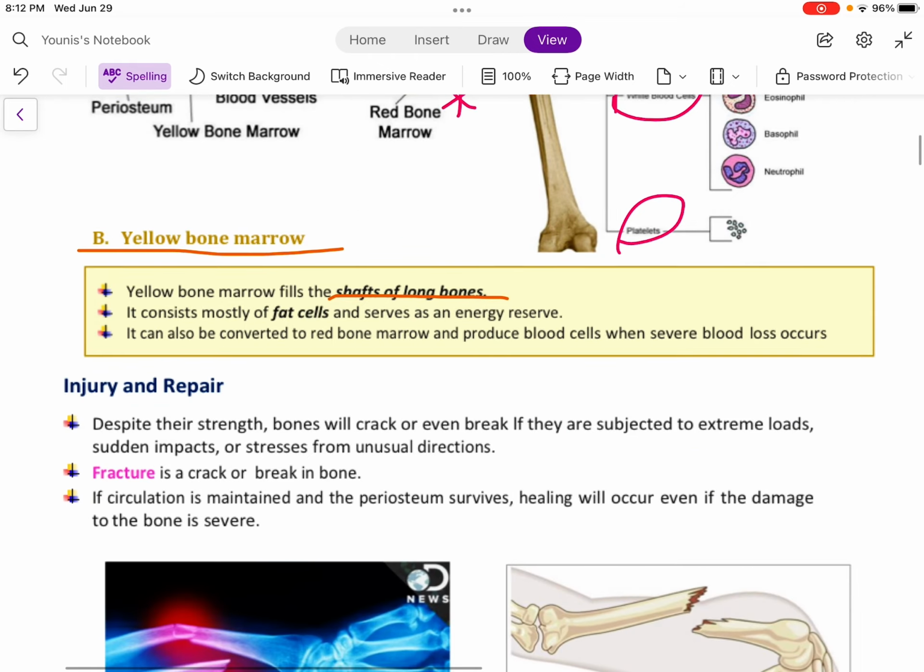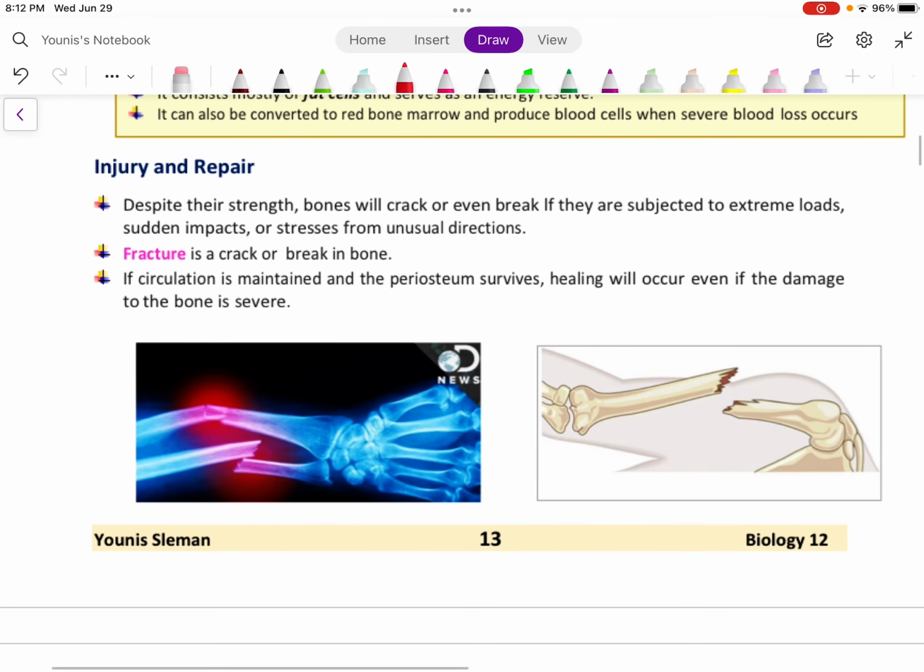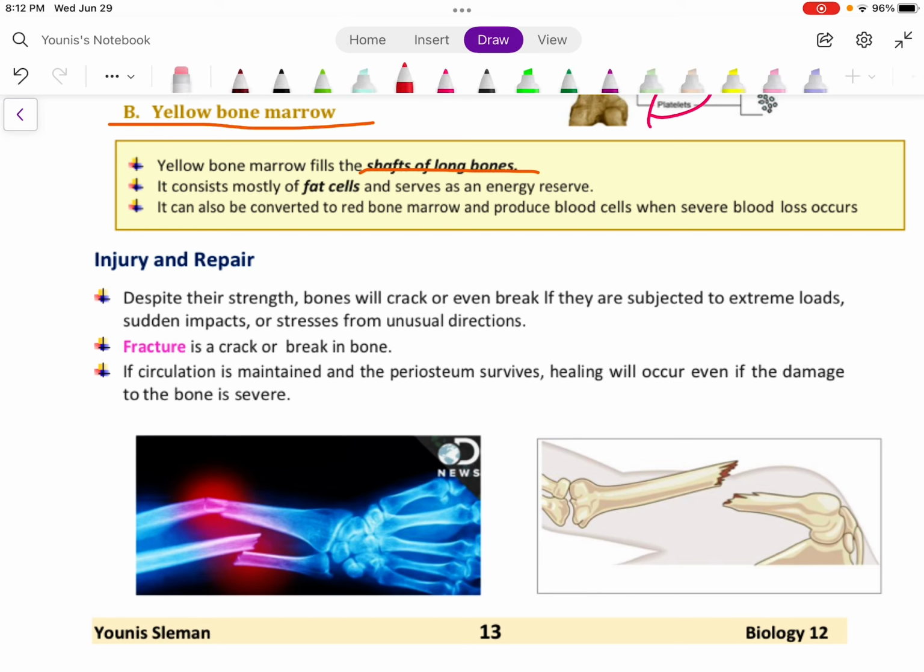Where else? Also, it is found in flat bones, and the function of the yellow bone marrow is that it can work as an energy reserve. Energy reserve because its structural composition is fat. The structure of the yellow bone marrow is fat, and fats, lipids, can provide us with energy. They can work as an energy reserve or storage for long-term energy.